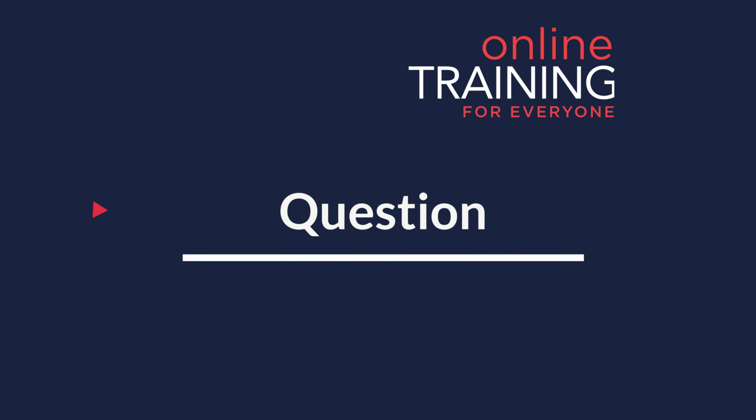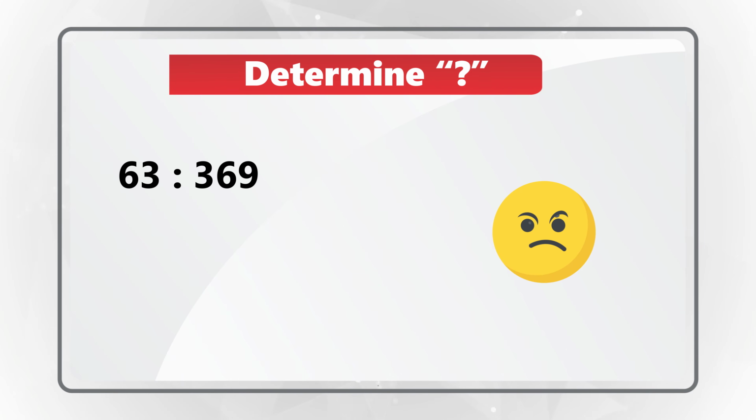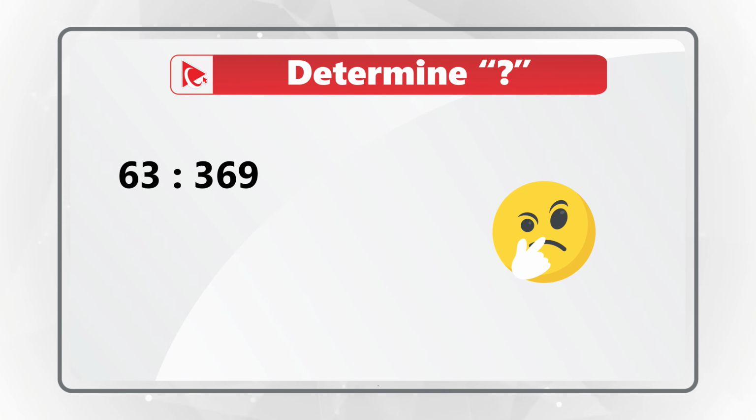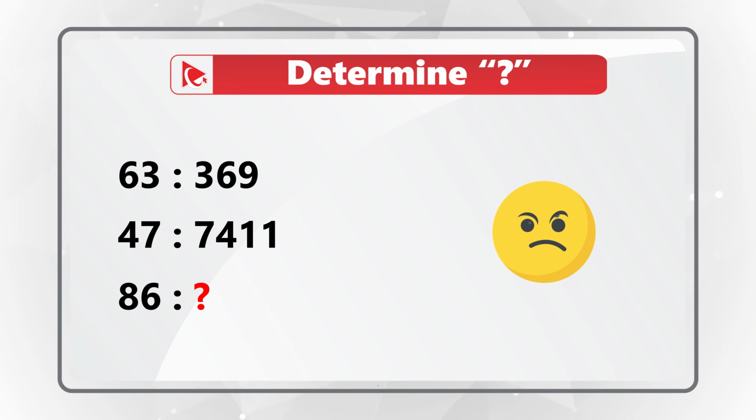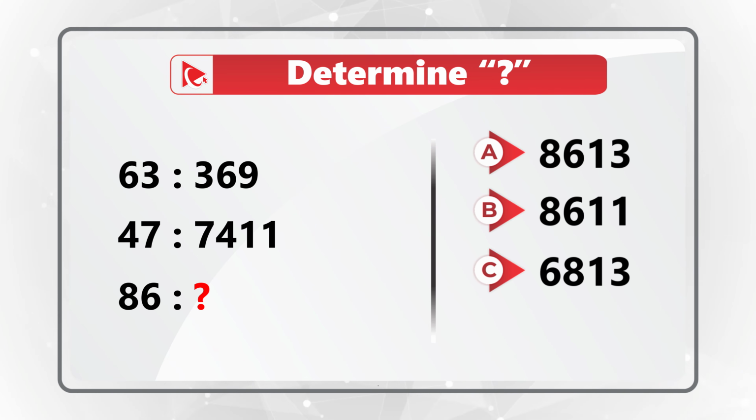Here is one of very interesting questions to test your analytical skills. You're presented with 3 ratios: 63 to 369, 47 is to 7411, and then you have a third ratio where 86 is related to question mark. And you need to determine the question mark based on the 4 different choices. Choice A, 8613. Choice B, 8611. Choice C, 6813. And then choice D, 6814.